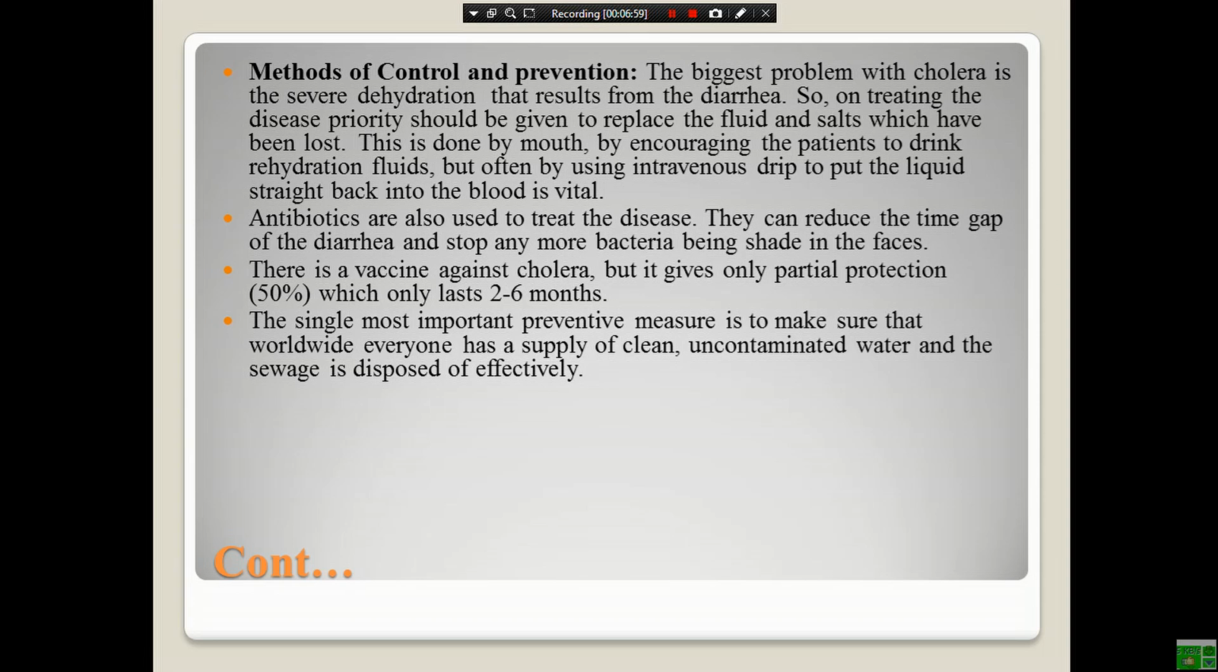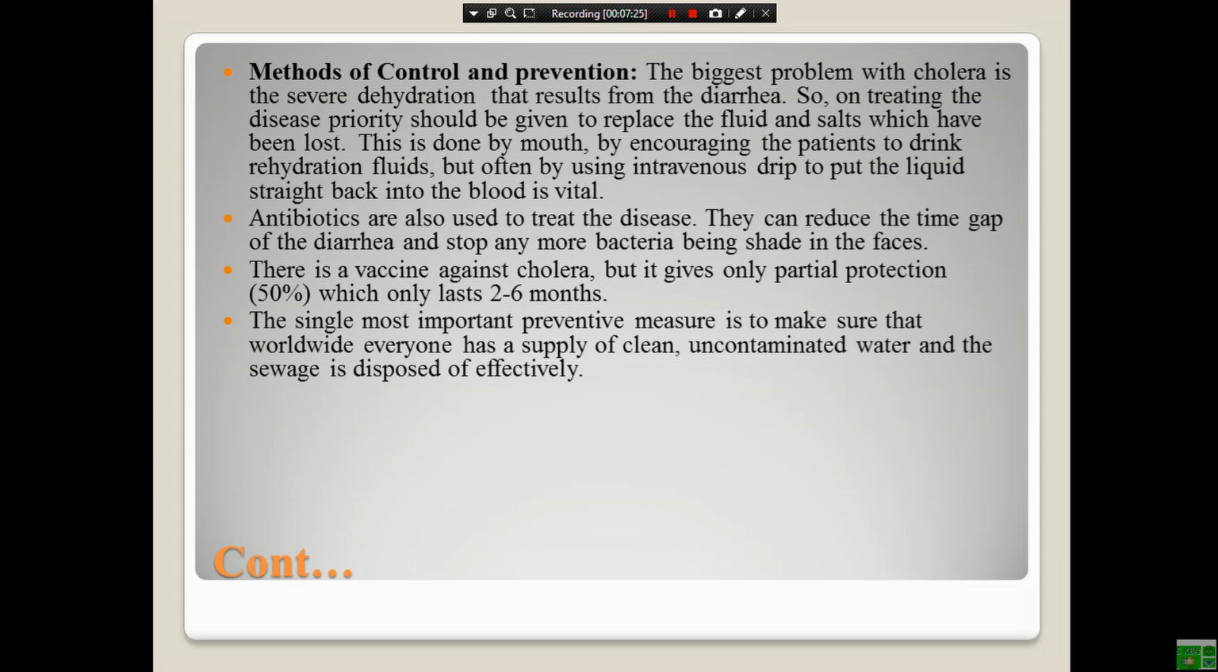There is a vaccine against cholera, but it gives only partial protection, which means 50%, which only lasts for 2 up to 6 months. The single most important preventive measure is to make sure that worldwide everyone has a supply of clean, uncontaminated water and the sewage is disposed of effectively.